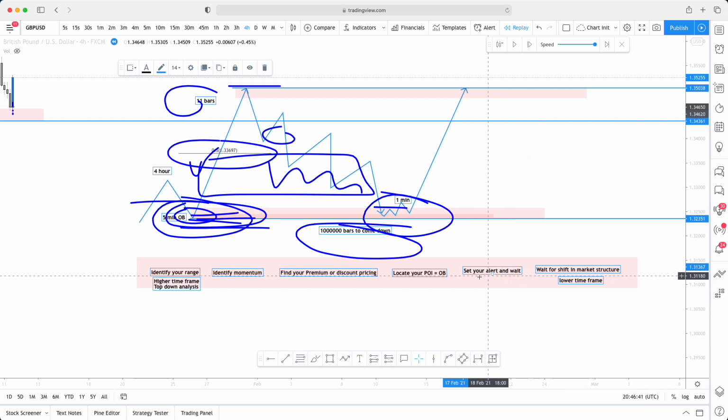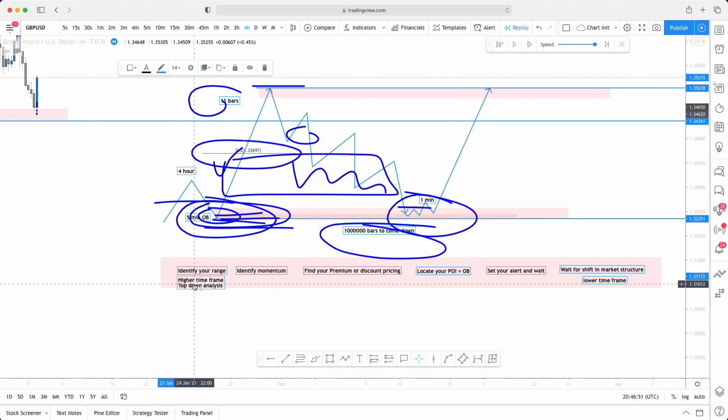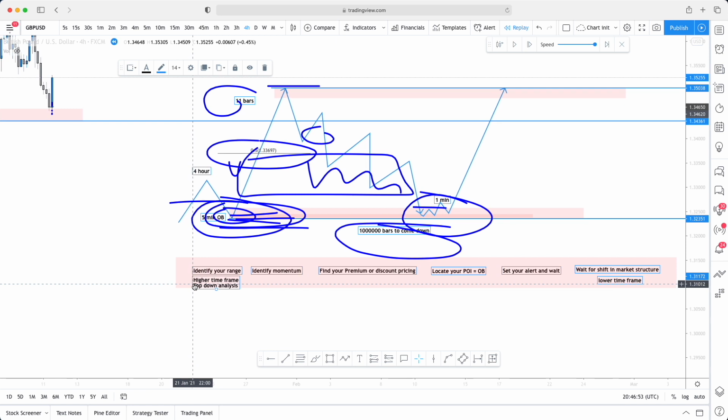So if you think about it from a logical perspective, don't think about it in terms of pattern or however you want to interpret it, that's fine, but don't think too much about it. Be very open-minded, just relax a little bit, don't stress yourself, just take your time and just follow those steps. Identify your range, okay, top-down analysis. Identify the momentum, so make sure it's in your favor. If it's not, then obviously just query it a little bit. Price may not be in your favor, obviously that's fair enough, but that's just a confluence.